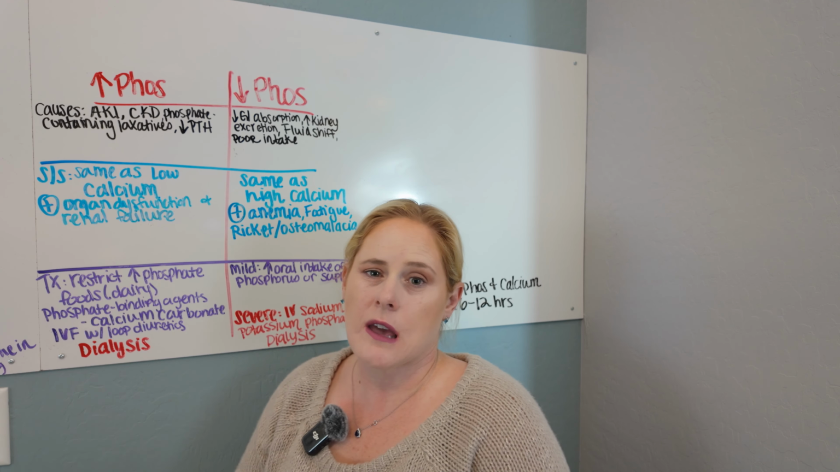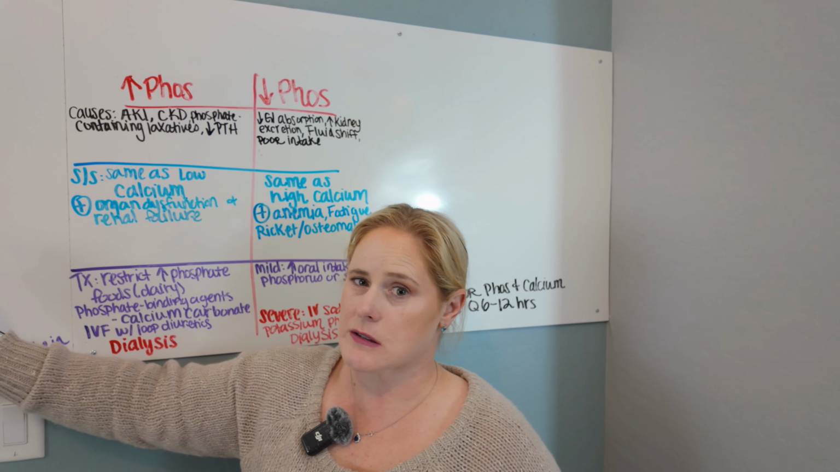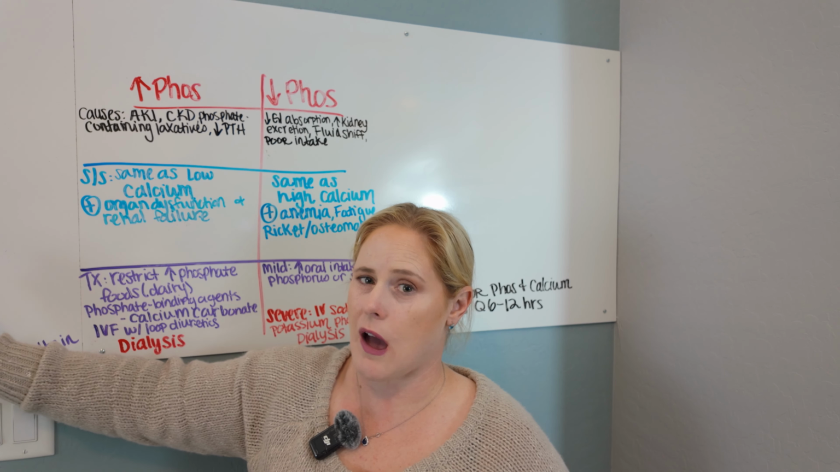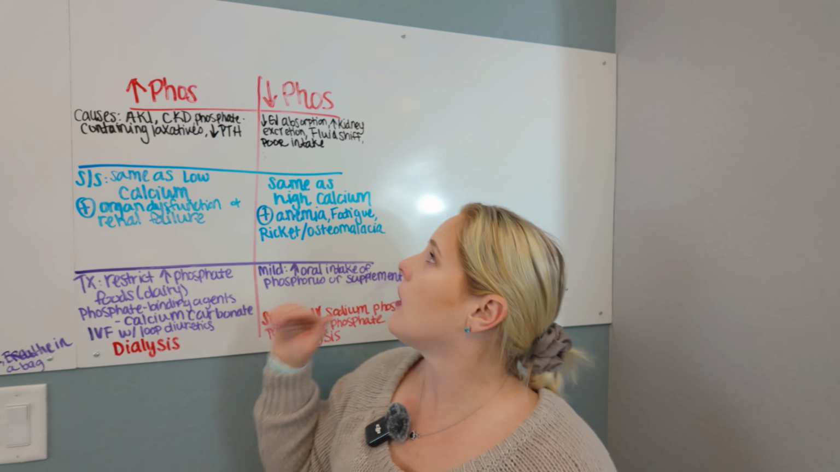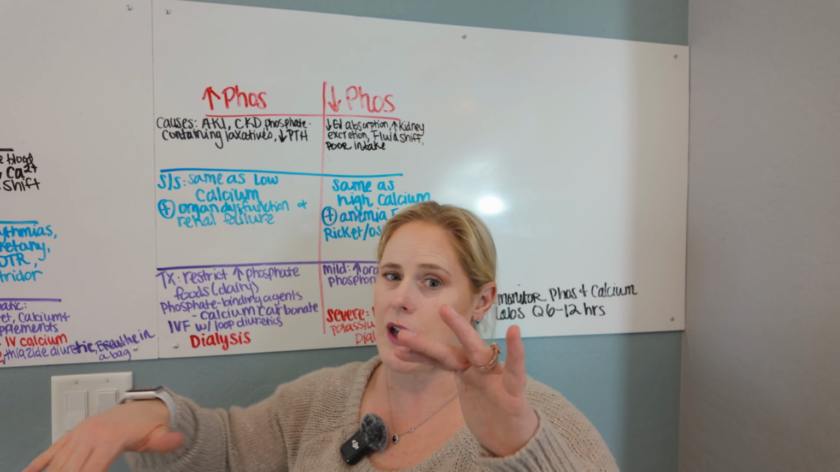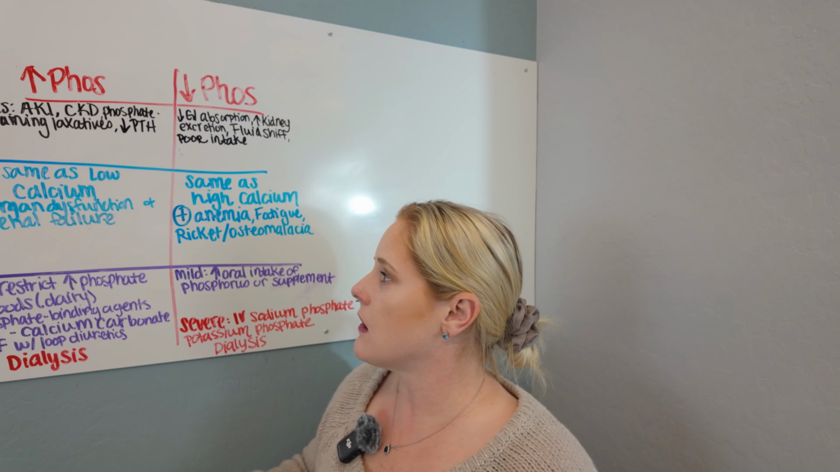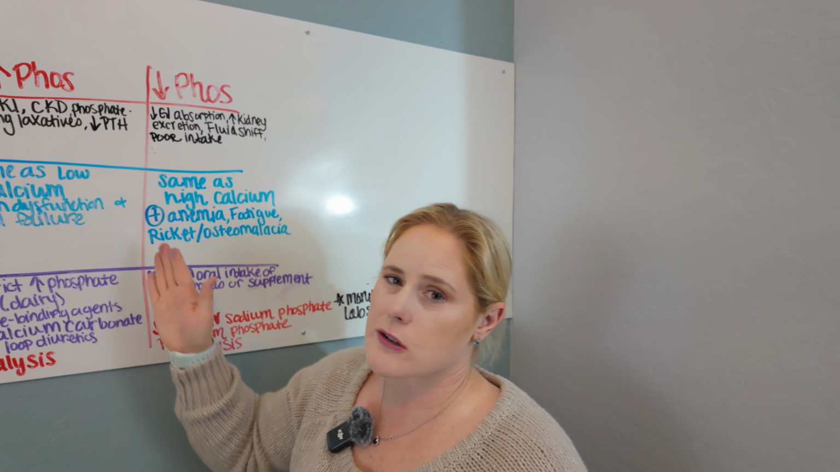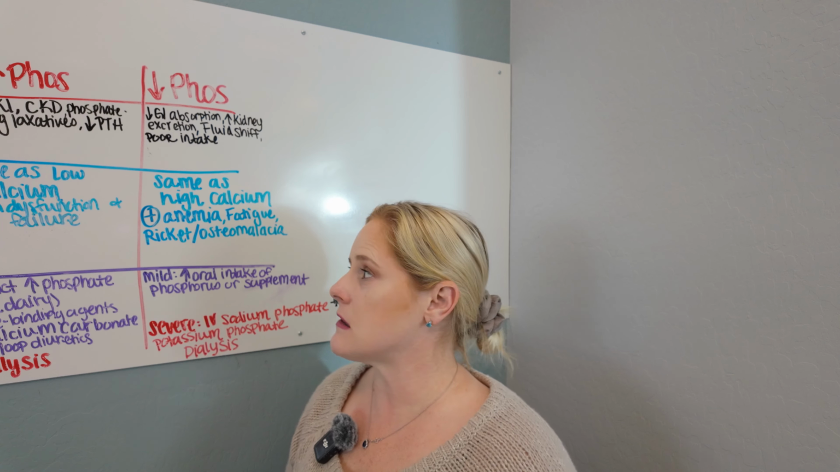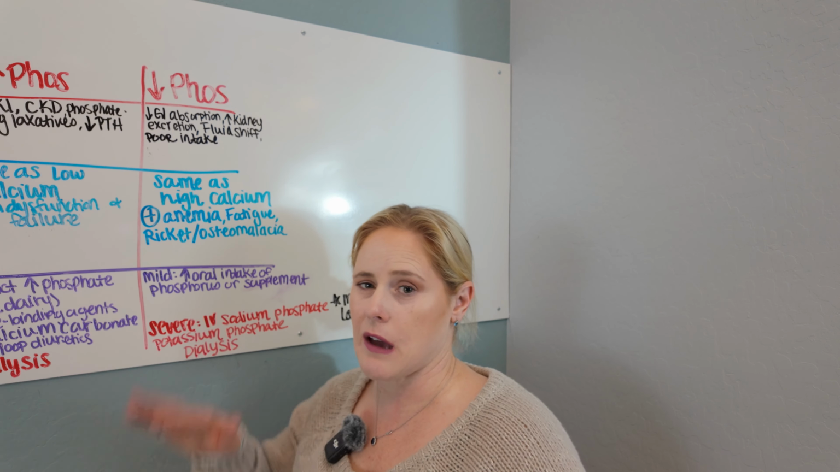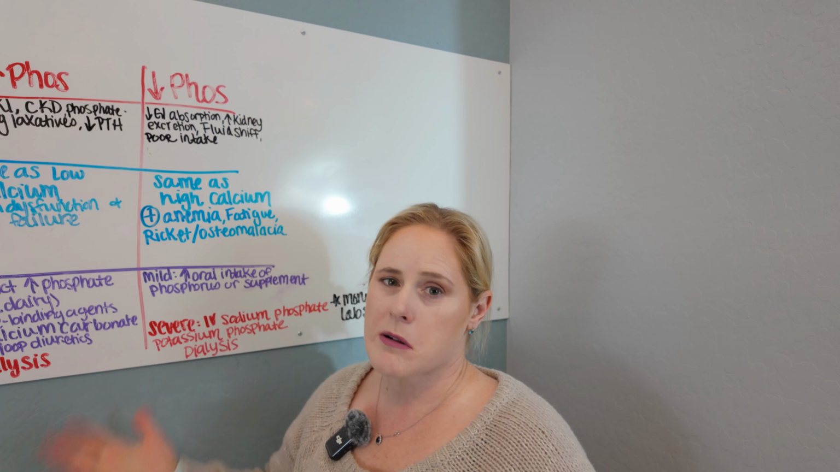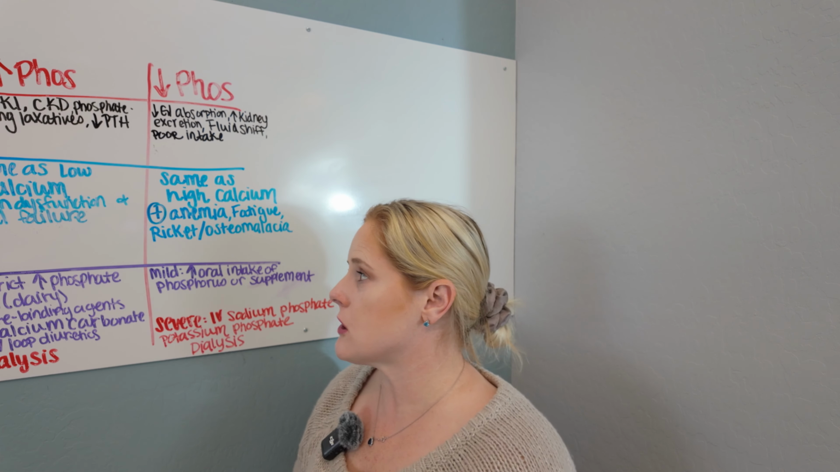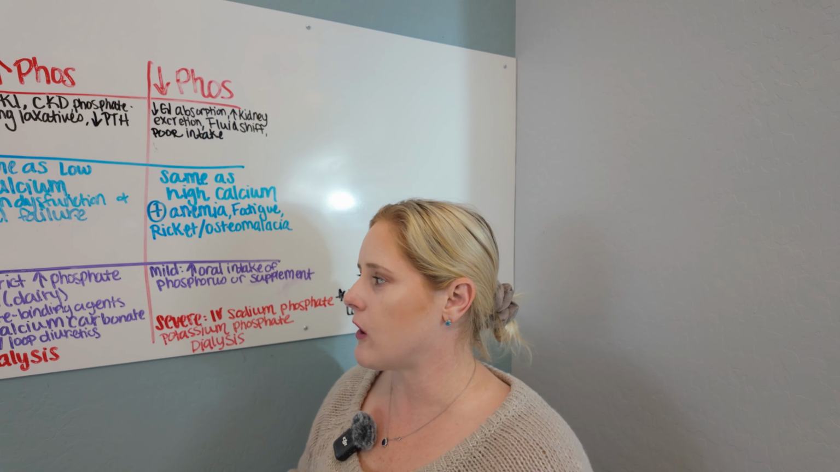Now, kind of the same thing. Hyperphosphatemia is going to look the same as low calcium. Low phosphate looks the same as high calcium because they have that seesaw effect. Now, what are your signs and symptoms of hyperphosphatemia? It's going to be the same as low calcium because of that seesaw effect. Plus, you can have organ dysfunction and it can lead to renal failure.